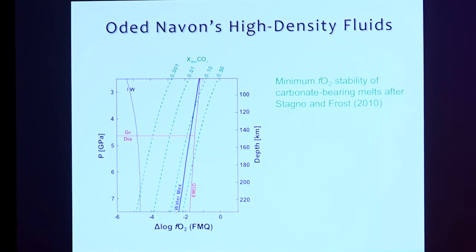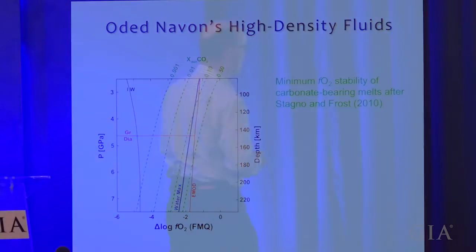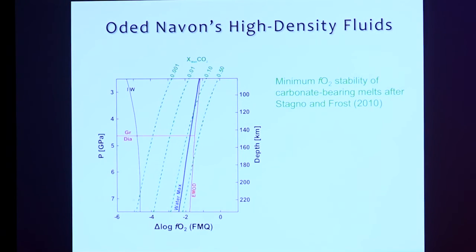So you could now make the argument and say, okay, then the diamond reaction always has to go along this EMOD buffer reaction, because that's the only place where we have carbonate in equilibrium with diamond. But there was a breakthrough paper by Stachel and Frost where they showed that this reaction is actually only true in the solid state. In the solid state, we would be confined to this red line, whereas as soon as the carbonate is contained in fluids or melts, how far we can go in redox space depends on the concentration.